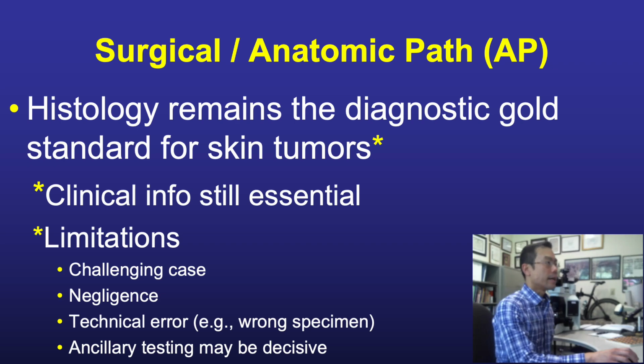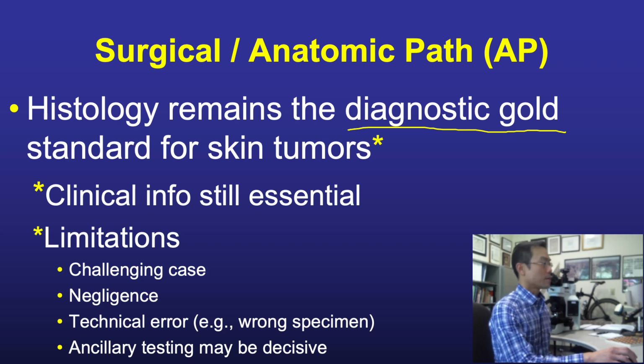So in rendering a diagnosis on case after case after case, pathologists wield great responsibility and power, and that is par for the course in traditional surgical or anatomic pathology, AP, where histology is the diagnostic gold standard for most tumors, including skin tumors. Clinical correlation is still essential, and of course, with any technique, there are limitations. So some cases are simply challenging and beyond the range of what H&E can resolve. Alternatively, if one is perhaps asleep at the wheel for even just one case, there's a potential to make an error that could potentially result in patient harm.